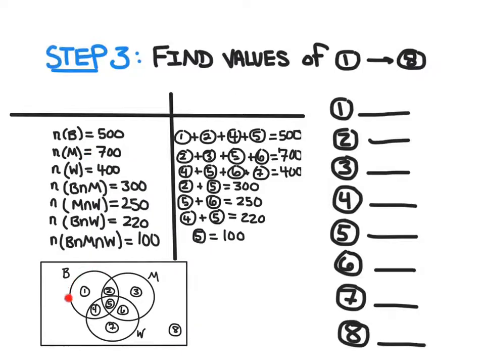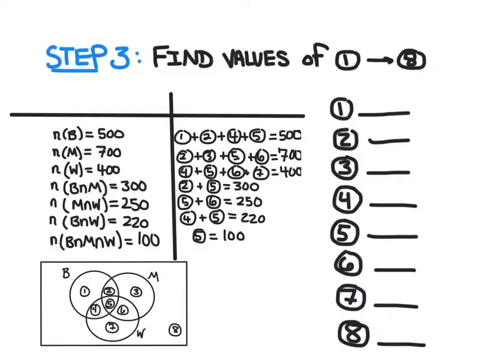That means that the number of people that had been to Burger King was 500. And on the Venn diagram here, I have 1, 2, 4, and 5 within that region. So I'm going to rewrite it as 1 plus 2 plus 4 plus 5 is 500. Same for N of M. I get 2 plus 3 plus 5 plus 6. N of W is 4, 5, 6, and 7. So I get these two equations here.